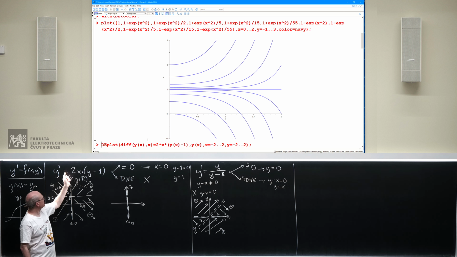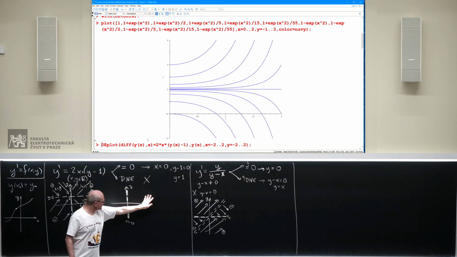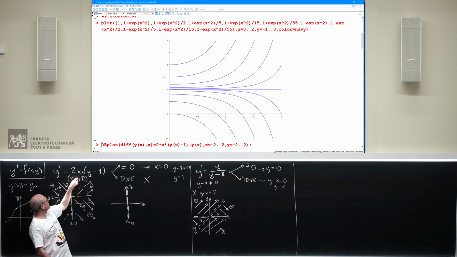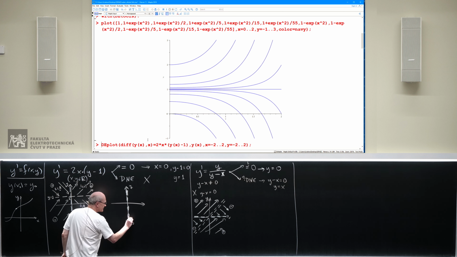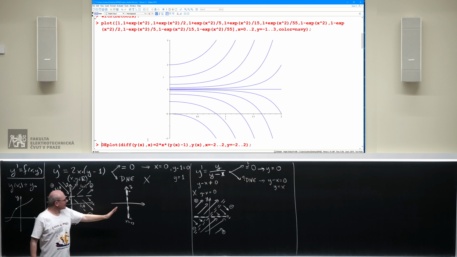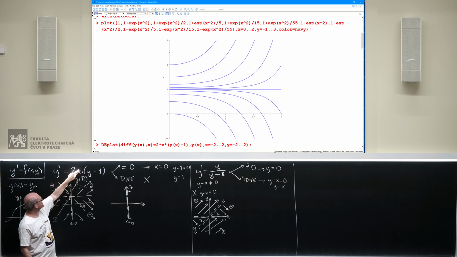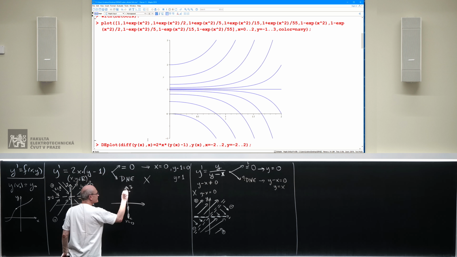I look at the factor 2x, and I will ask about the sign of this factor depending on which side of the dividing curve I am. So when I'm to the right of my dividing curve, x is positive, and this factor is therefore positive. So I'll mark a little plus over here. When I'm to the left of my dividing curve, then x is negative, and this factor is negative. And I will mark a little minus here.